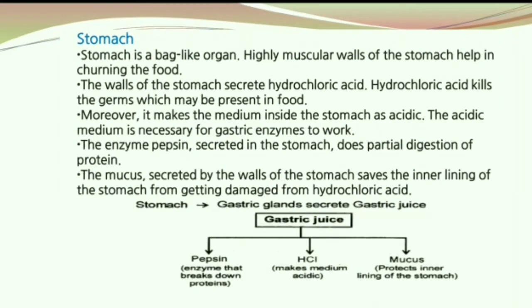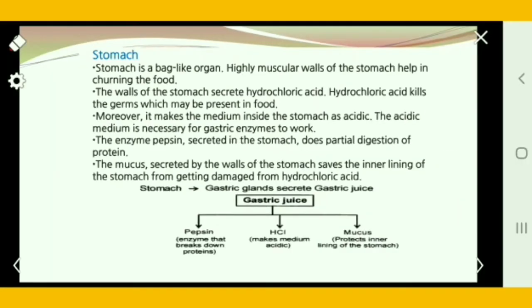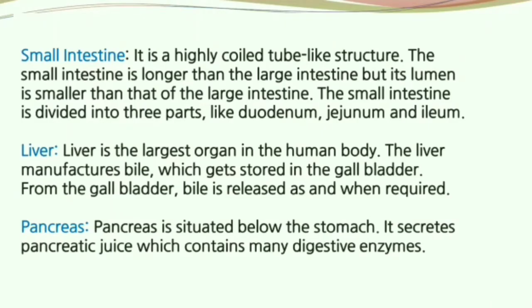The stomach is a bag-like organ. It has highly muscular walls. It secretes 3 enzymes. The walls of the stomach secrete hydrochloric acid. To sum up, now let's talk about the small intestine, liver and pancreas.